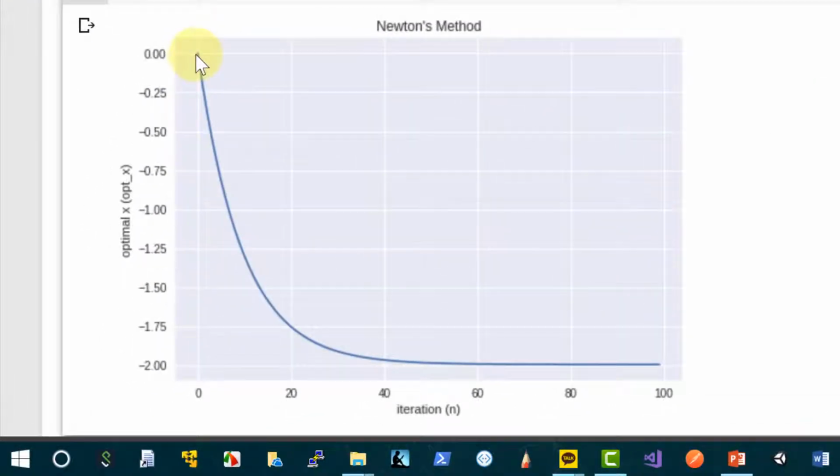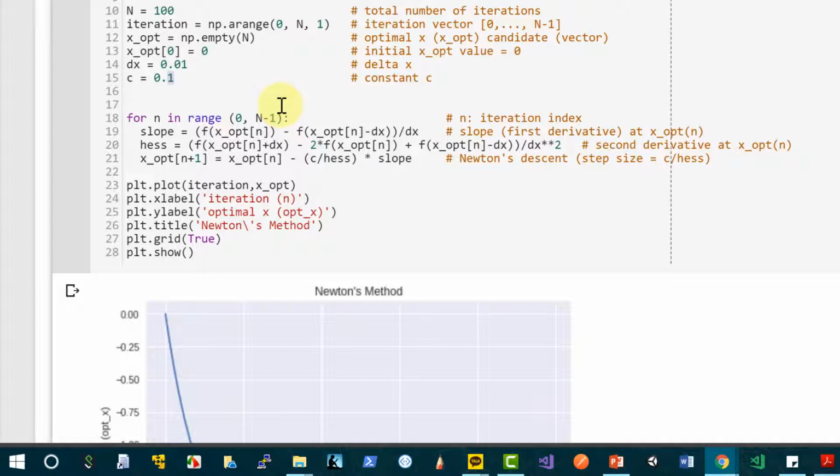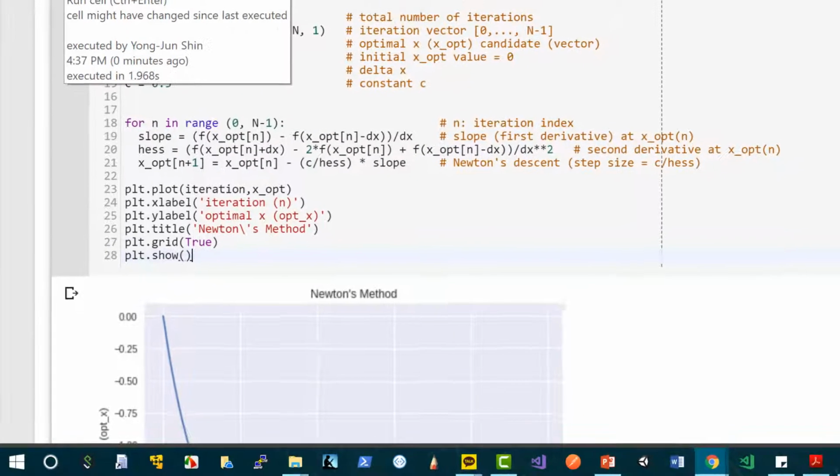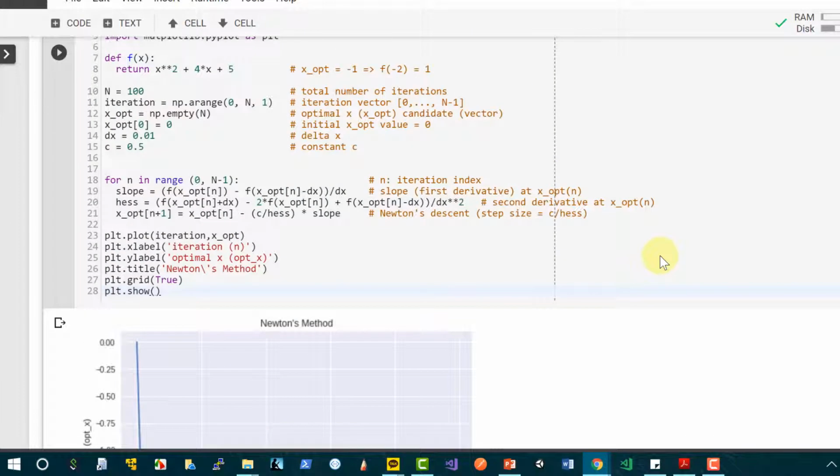Okay, so we start from 0, and after about 60 iterations, we reach this optimal value for x, which is negative 2. Now, what if we increase this c value from 0.1 to 0.5, which means we are basically increasing the step size, so we may reach our target faster. Let's run the code. And now you see that we reach negative 2 around 10, which is good.